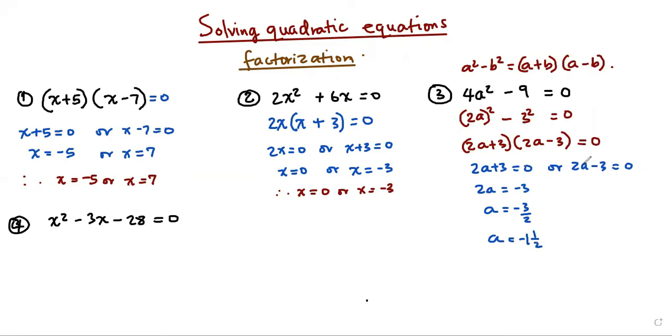That is -1.5. Then if we have 2a minus 3 equals 0, this -3 will go this side to be +3. So I will have 2a equals 3, and a will be 3 out of 2, which is 1.5. So the solution is that a is either -1.5, or a is 1.5. For quadratic equations in this format of example 3, we always get two answers, where one is negative and another one is positive.